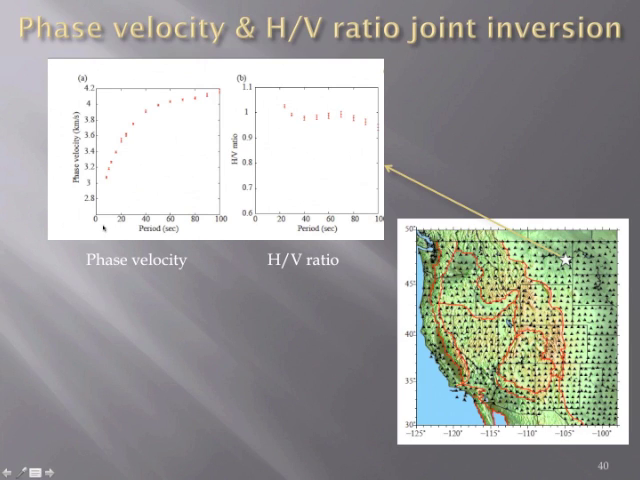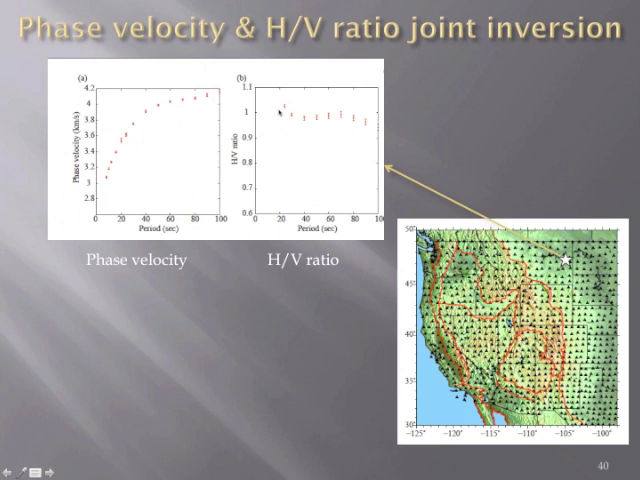So here shows the phase velocity measurement at that particular location. So we take the phase velocity from our phase velocity maps for different periods, from 8 seconds all the way to 100 seconds. So different phase velocities show up here, and you can see this is a nice dispersion at this location. And also we can take HV ratio for different periods from our HV ratio maps. And here shows the result from 24 to 100 seconds.